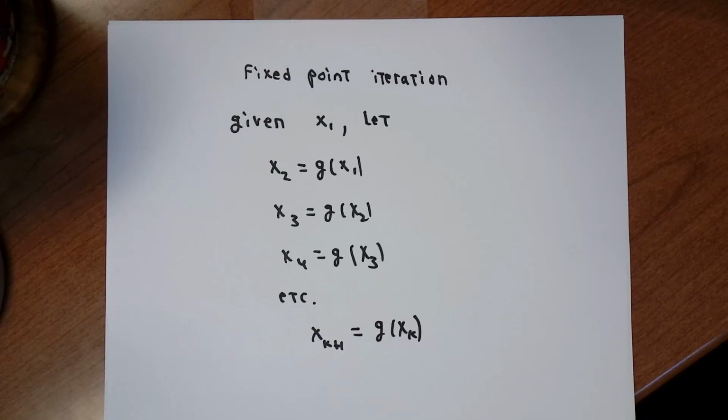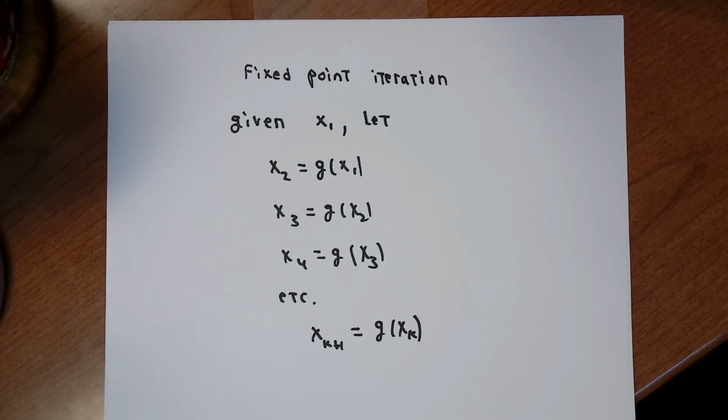The technique known as fixed point iteration is this. Given some number x1, I'm going to calculate x2 as g of x1, x3 as g of x2, x4 as g of x3, and so on and so forth. The newest x number will be g evaluated at the latest x number that we already know.